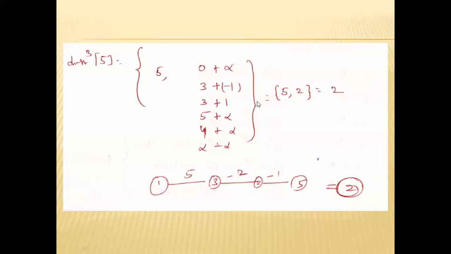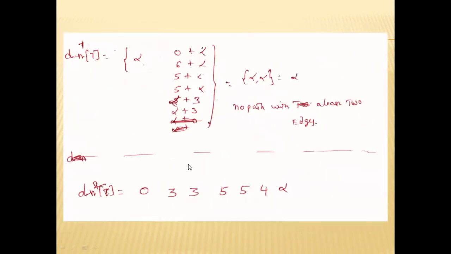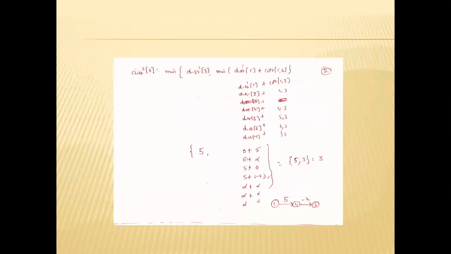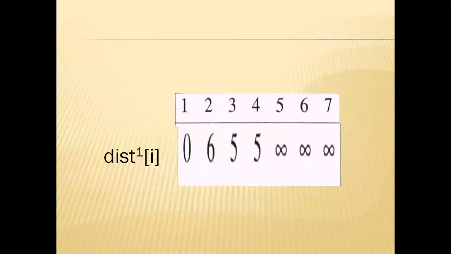So 3 minus 1 is 5, meaning 5 to 3, 3 to 2, 2 to 1. That is 5 minus 2, 3 minus 1, 2. So there is a path available from 1 to 5 by using three edges. That means 1 to 3, 3 to 2, 3 to 5. Same in your graph, it is the same in our graph. There is a path available from 1 to 5 by using three edges.